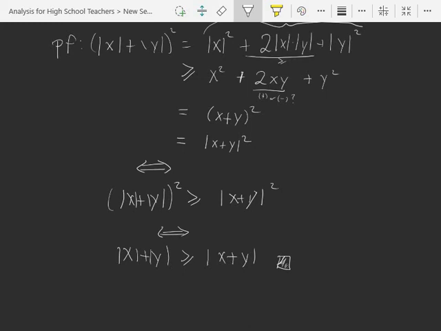Alright. This inequality comes up everywhere. We just did it with real numbers. We have it for vectors too. I'll probably have you do the proof for vectors as an exercise.